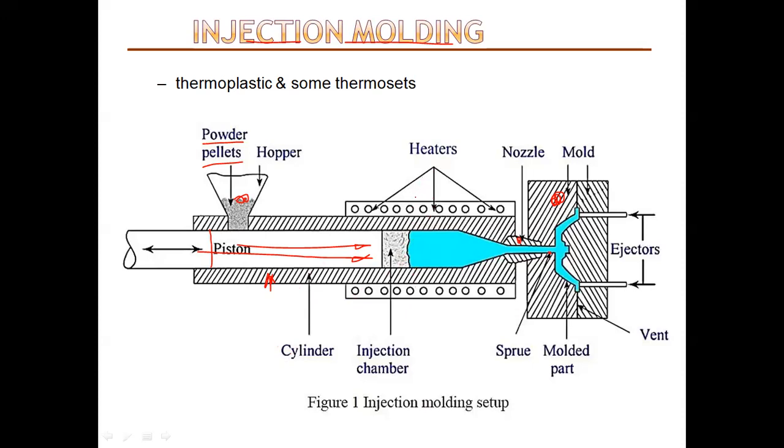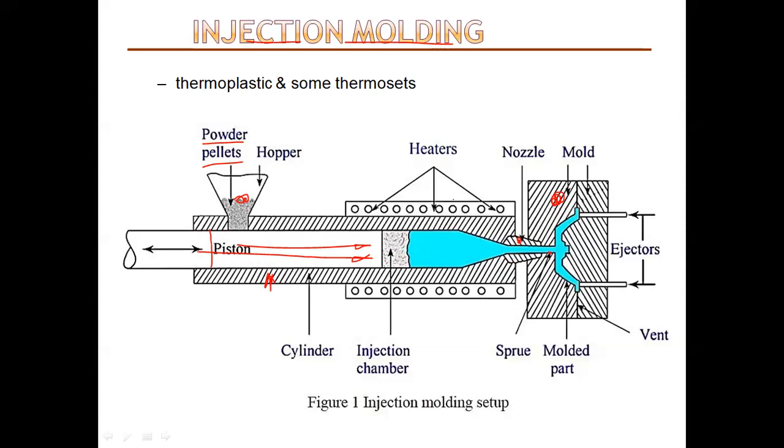This piston is forced so as to force the melted plastic to the end of the cylinder. Once enough plastic has collected, a hydraulic ram pushes the piston or screw forward, injecting the plastic through a nozzle into the mold cavity. Initially the piston or screw is kept over here, and after feeding sufficient material, it is pushed again in the mold direction.